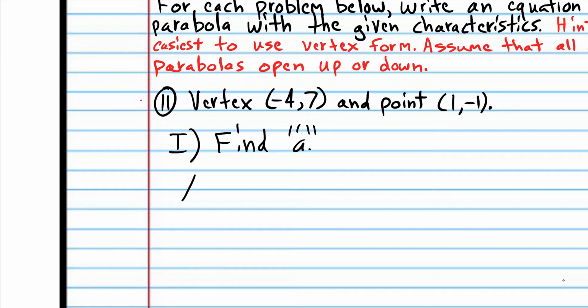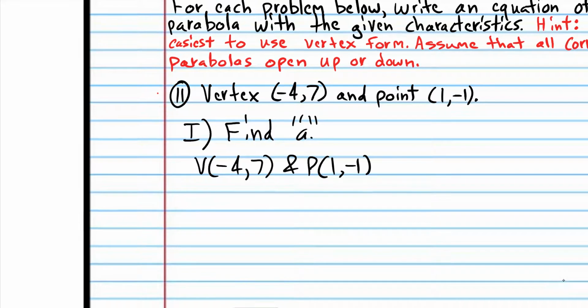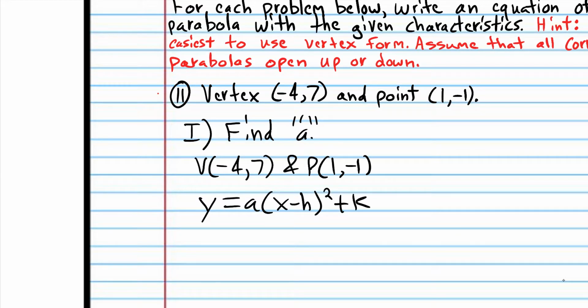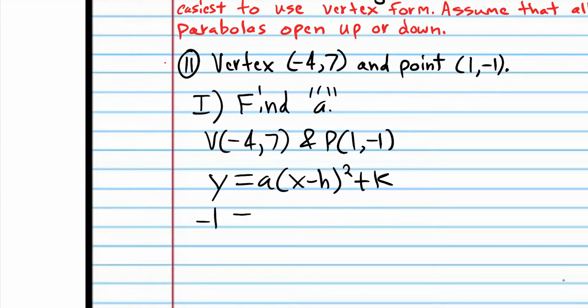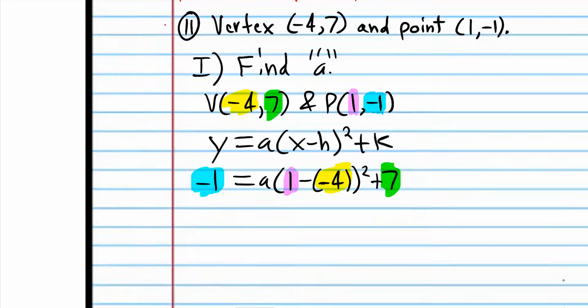Let me go ahead and write the vertex again. I'm going to rewrite these coordinates so I don't get confused about which numbers go where. And we're going to use general vertex form. So I'm going to plug in the y value of our point for y, the x value of our point for x, h is the x value of the vertex, and k is the y value of the vertex, and I'm going to color those.